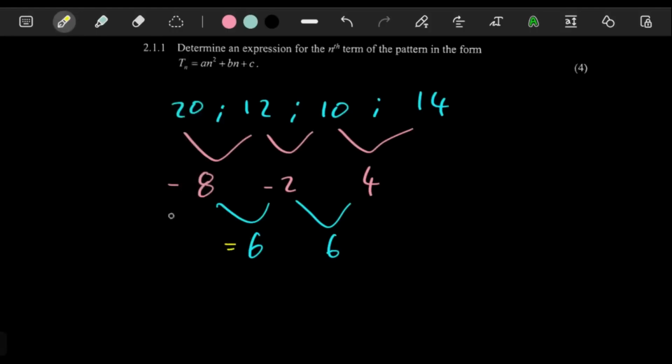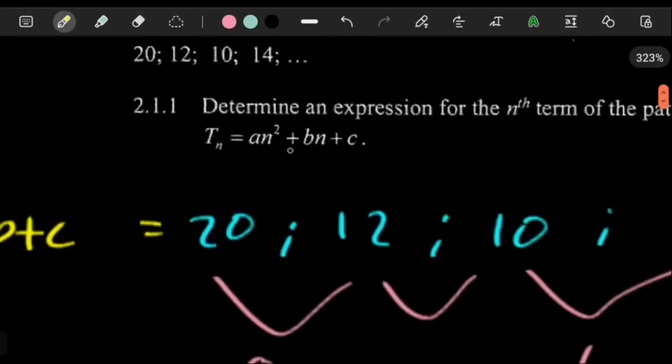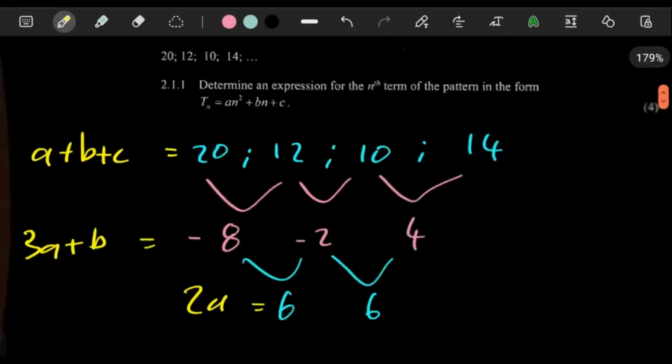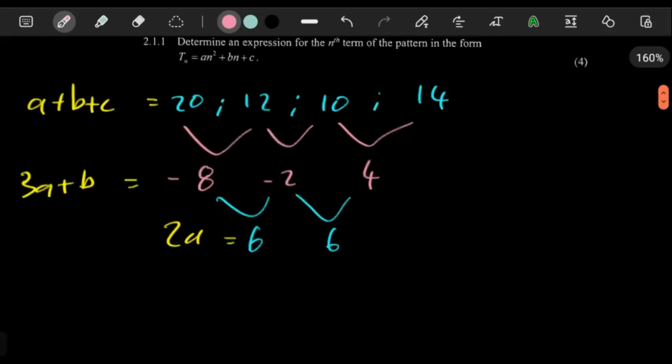The very bottom here, you make it equal to 2a. This you make equal to 3a plus b. This you make equal to a plus b plus c. Because if they need you to get this equation, you have to get a, b, and c. To get a, b, and c, you start from the bottom. 2a is equal to 6 is what you solve first. So you divide by 2 on both sides, and a is going to be 3.